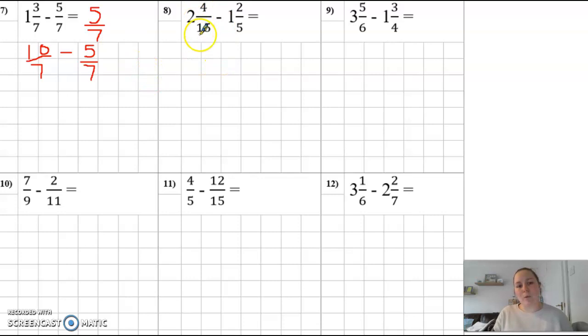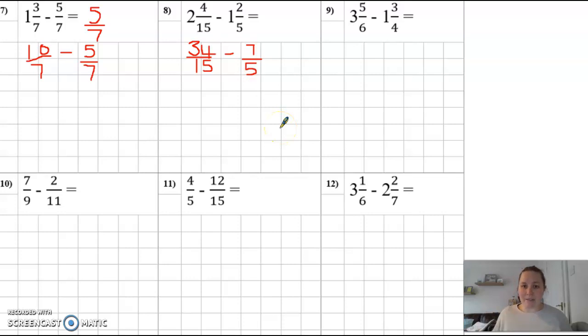Number 8, we've got different denominators and mixed numbers. So first job, make them improper fractions. Second job, find a common denominator. So 2 wholes, that would be 2 lots of 15, 30 and the extra 4, 34 over 15, first of all. Then 1 and 2/5 into an improper fraction, there'll be 5 in the whole and the extra 2, so there'll be 7. I can't just take away because they're not the same denominator.